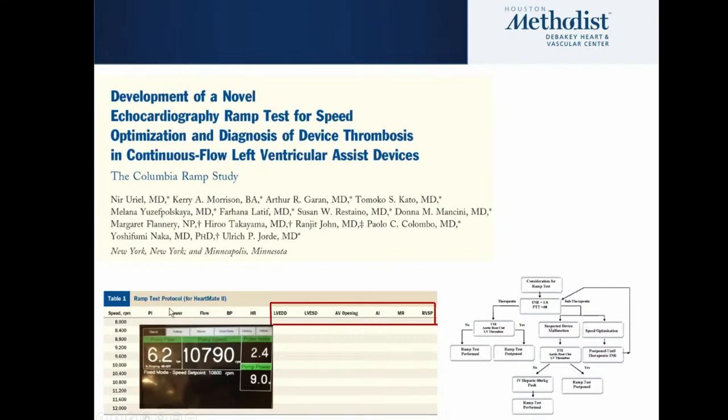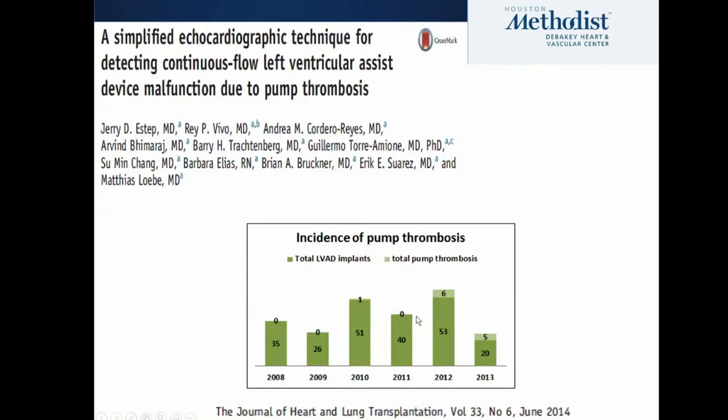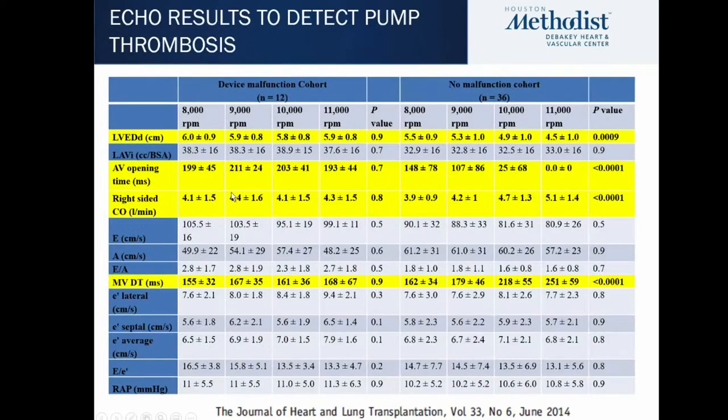Of course, you basically look at not only the pump parameters, but also then look at these features, which is LV end-diastolic dimension, the AV opening, AI, MR, and then the RV systolic pressure. Now, the incidence, as I mentioned, of pump thrombosis has, in general, decreased, but it's still there for some device types, including HVAD. And this is for HeartMate 2, so it doesn't necessarily extrapolate to HVAD or HeartMate 3.